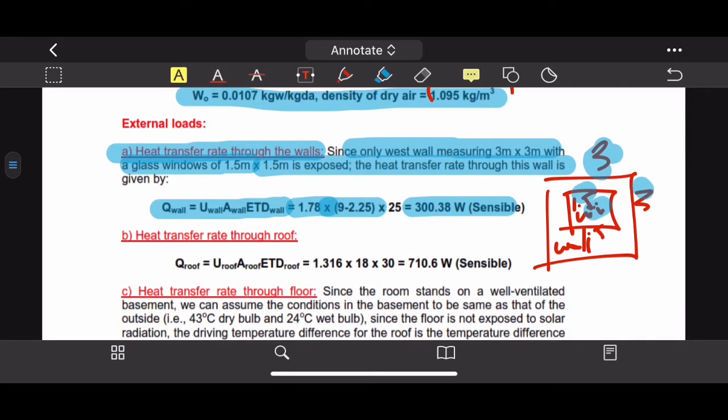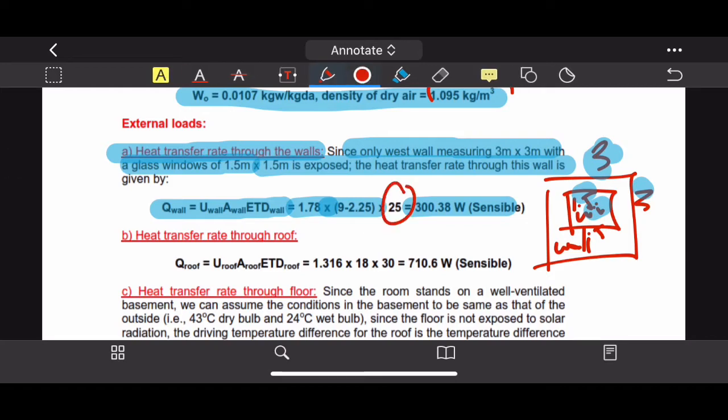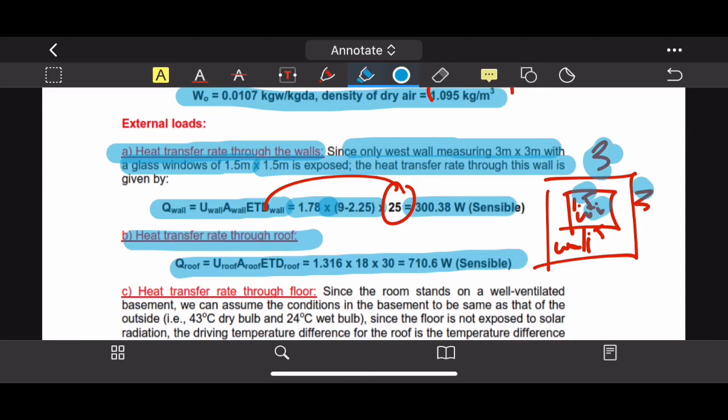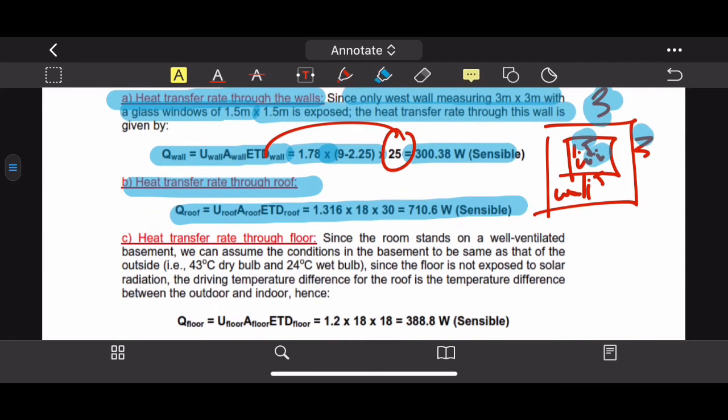Okay, so why is it 25 there? Because this is the ETD for the wall. So for heat transfer to the roof, using the same equation, you get 710.6 watts sensible.